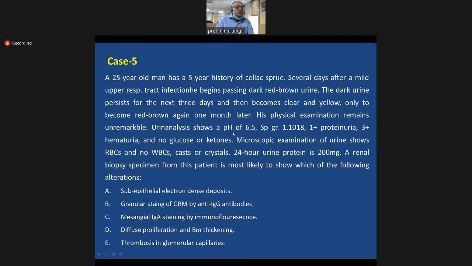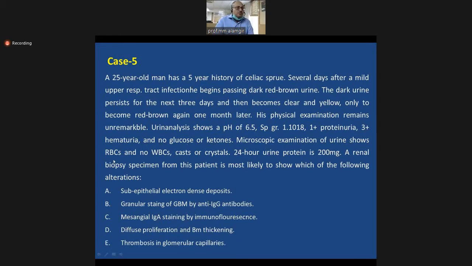Urine analysis shows a pH of 6.5, specific gravity 1.018, 1 plus proteinuria, 3 plus hematuria, and no glucose or ketones. So the pH and specific gravity are within the normal ranges. Protein is somewhat raised. 3 plus hematuria, so he has more pronounced hematuria. And no glucose or ketones.